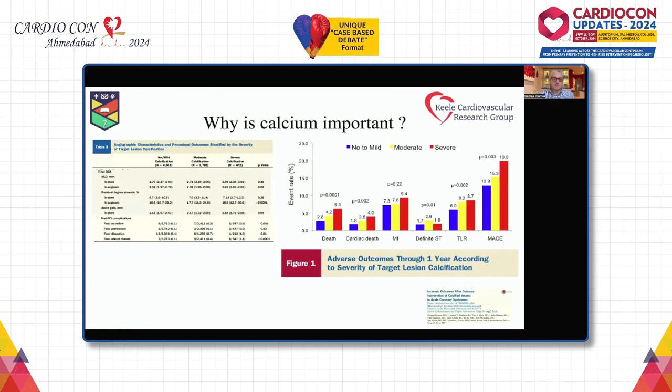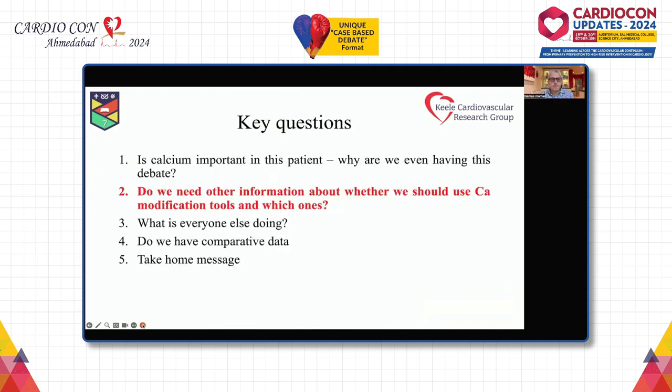I mean, there are literally hundreds of papers. This is one such paper. This is a pooled analysis from the Horizons AMI and Acuity trials from Greg Stone. And you can see that as calcium severity progresses, there is an increased risk of death, cardiac death, MI, stent thrombosis, target lesion revascularization, and MACE. In terms of imaging information, you can see that MLD is much lower, residual degree of stenosis is much higher, and acute gain is much less when you have very calcified lesions, which is effectively what is driving these adverse outcomes.